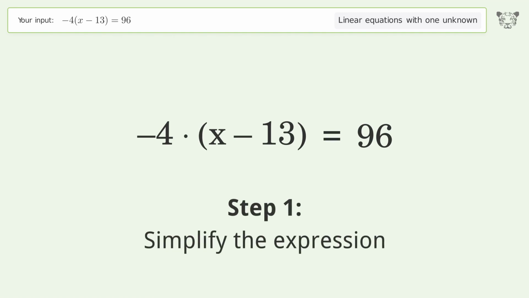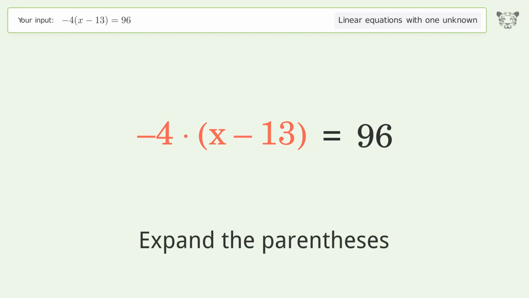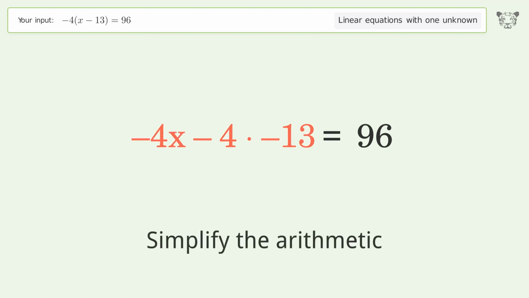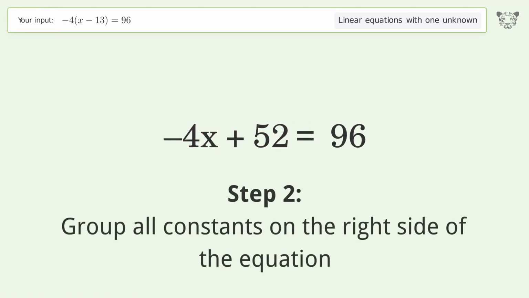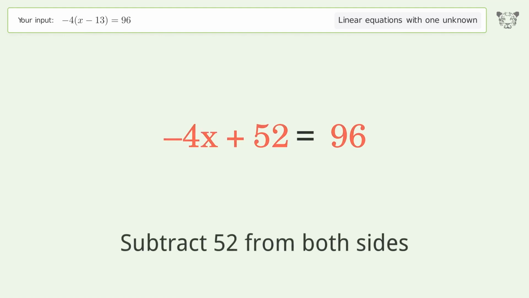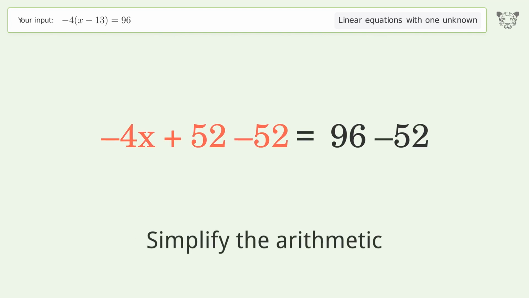Simplify the expression. Expand the parentheses. Simplify the arithmetic. Group all constants on the right side of the equation. Subtract 52 from both sides. Simplify the arithmetic.